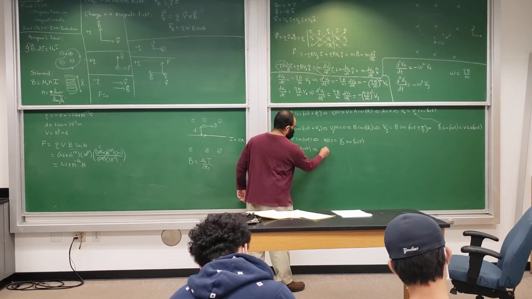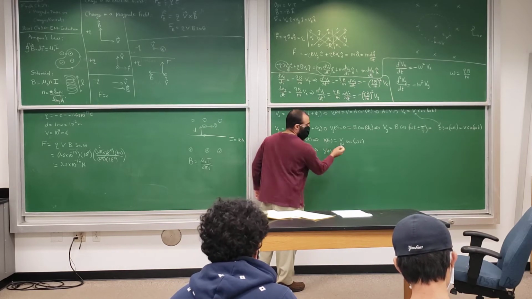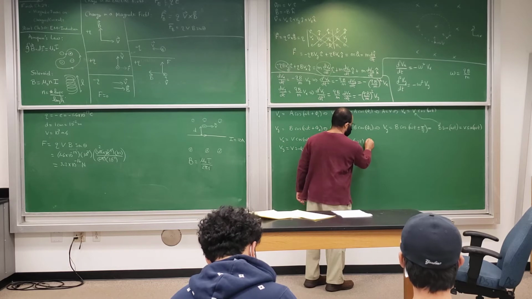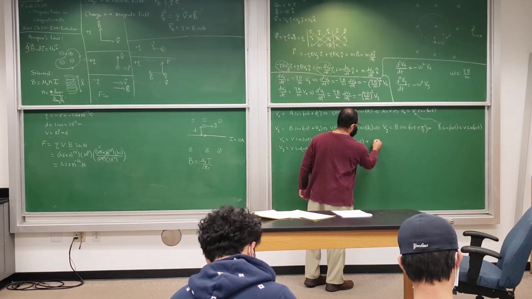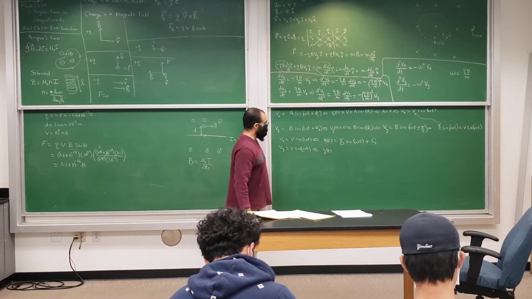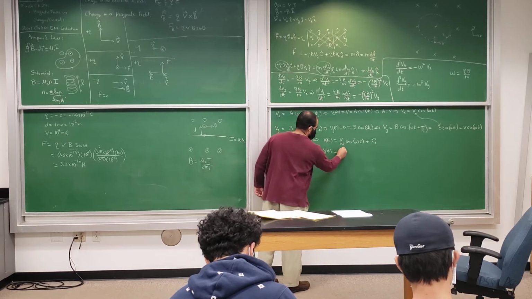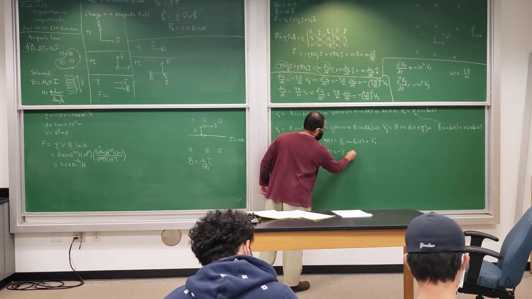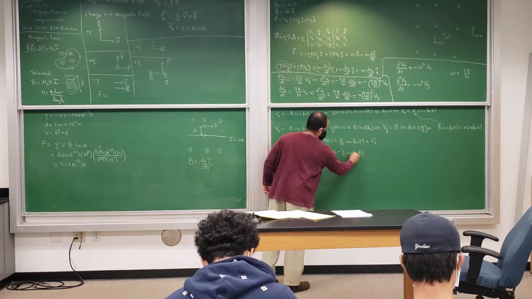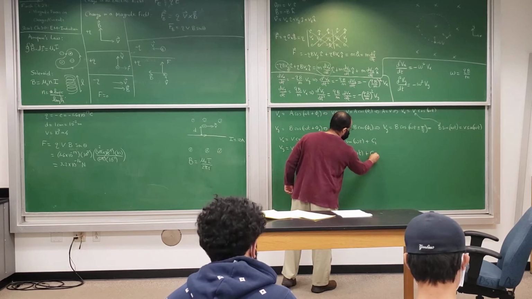Plus a constant, right? Yeah, plus a constant, let me call it C1. And then y of t would be minus V over omega times the cosine of omega t, plus another constant, let's call it C2.